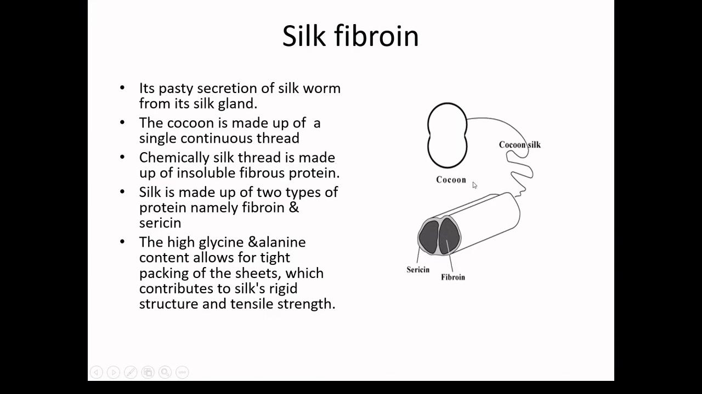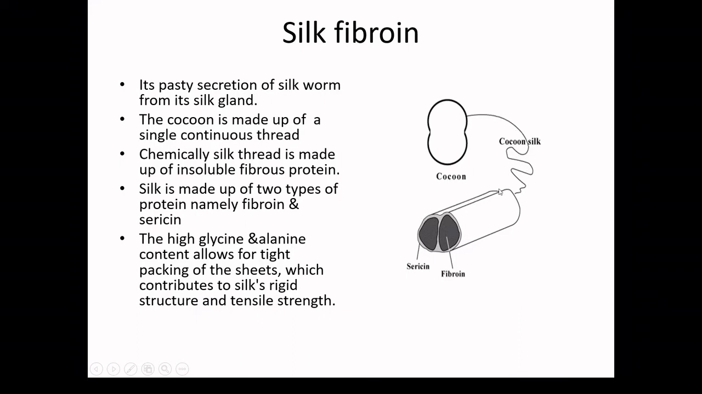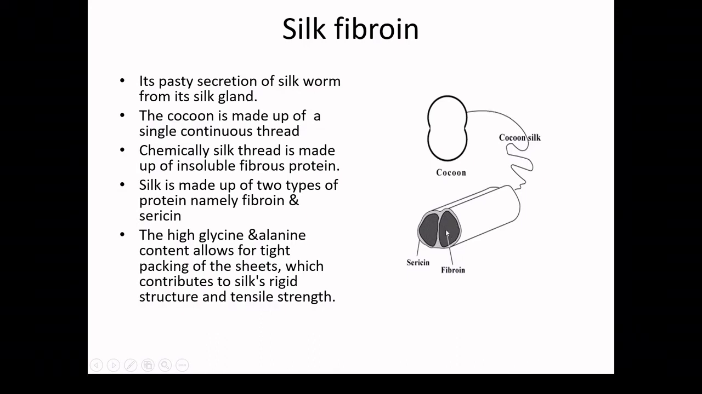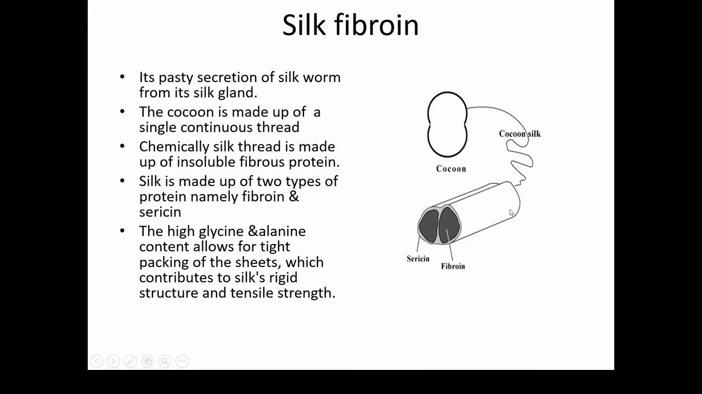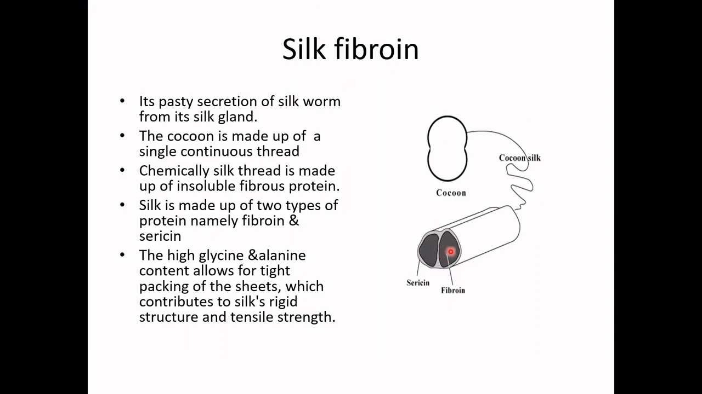This silk is made up of two proteins. One is called fibroin. There is a central fibroin protein, and it is covered by another protein called sericin. So there are two proteins: this is the fibroin protein and this is the sericin protein.